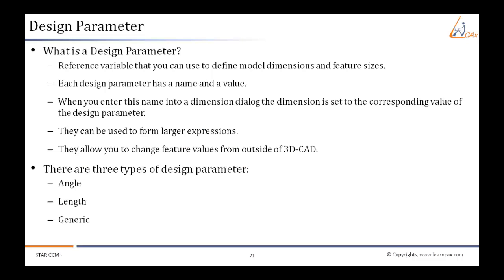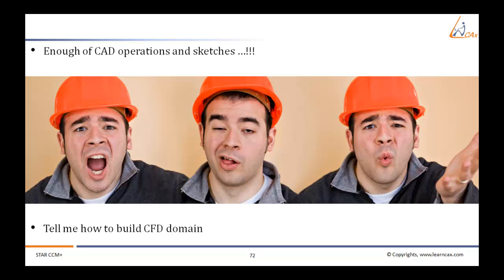There are three types of design parameters: angle, length and generic. We will see these in detail in the slides to come.